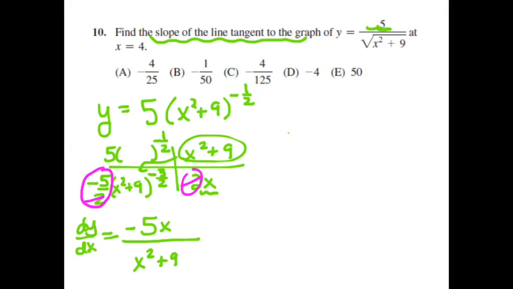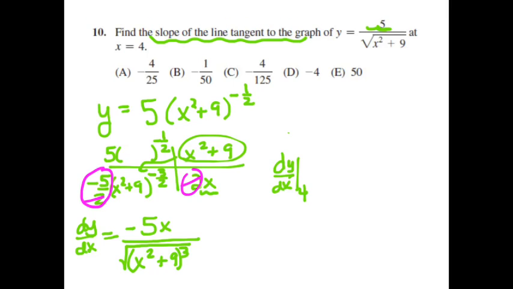Since the exponent is a fraction, I'm going to make this a root, and it's a square root because my denominator is a 2, but my numerator is a 3, so I still need to raise this to the third power. And so that's the rewrite of my derivative. Now we're ready to plug in. What did they give us? X equals 4.